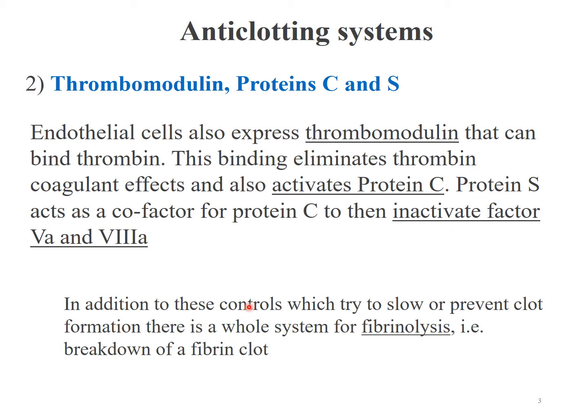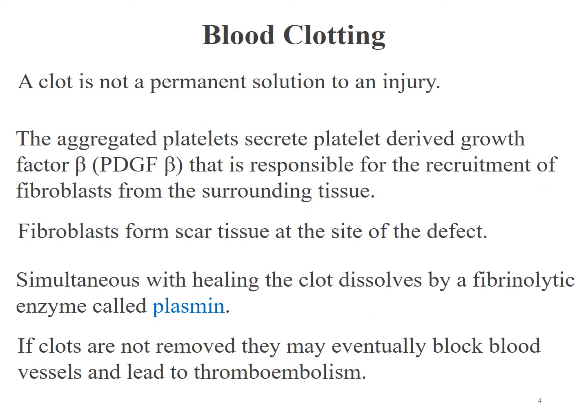In addition to these control measures that prevent blood clotting, there is another mechanism, fibrinolysis, that will break down the fibrin clot completely. We know that a blood clot is not a permanent solution to injury because what we want is recovery. In fact, the aggregated platelets secrete a factor known as PDGF-beta that recruits fibroblasts from the surrounding tissue, and fibroblasts will form the scar tissue around the site of injury. At the same time, the blood clot is dissolved by a fibrinolytic enzyme known as plasmin.